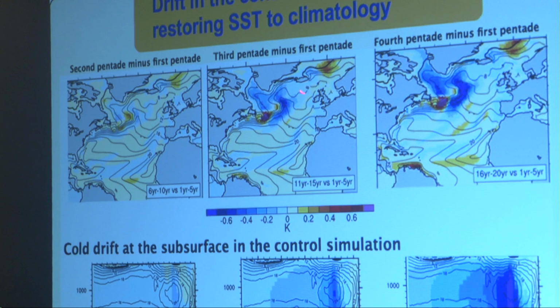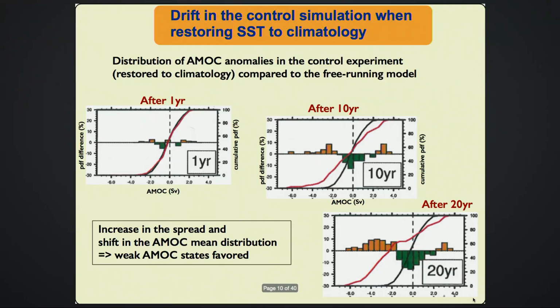So you see that the eastern subpolar gyre cools and seems to propagate over all the subpolar gyre, and the contours are climatology here. And again, this drift is attributed to a weakening of the AMOC. So in this control simulation, the AMOC weakens. So our hypothesis was: what happens in this climatology run, why does the AMOC weaken? Our hypothesis is that by restoring the sea surface temperature to its climatology, we are favoring a weak AMOC state in this model.